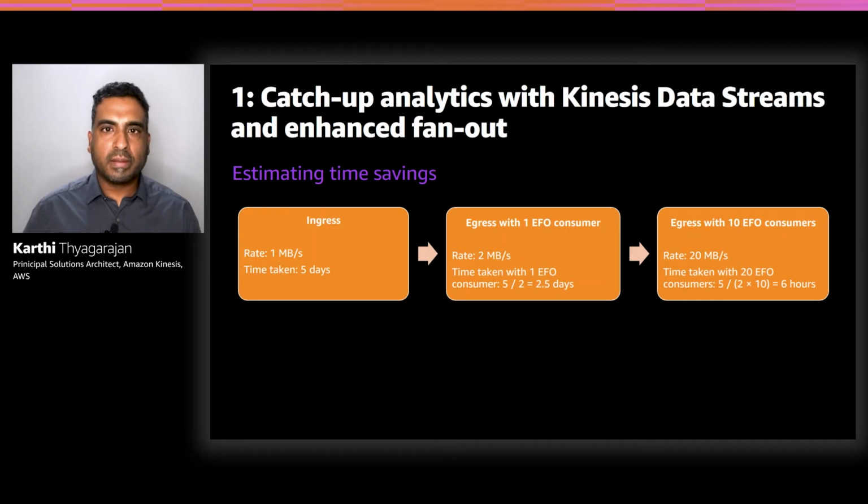It's better, but we can do even better than that. So with 10 enhanced fan-out consumers, we get a total rate of 20 megabytes per second for a single shard. So do keep that in mind. And that works out to a total of 6 hours to drain 5 days' worth of data. And as you can probably calculate yourself, with up to 20 enhanced fan-out consumers, you can reduce the drawdown time all the way to 3 hours. So hopefully that gives you an idea of what using multiple enhanced fan-out consumers gives you.